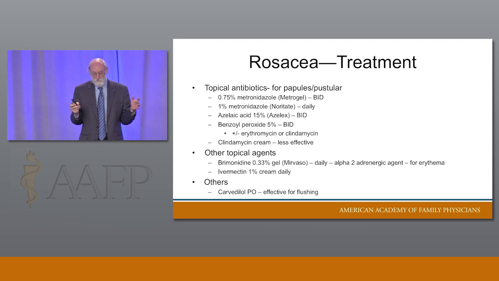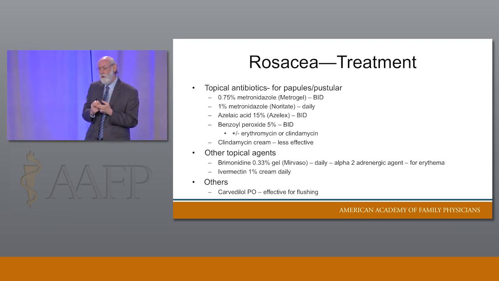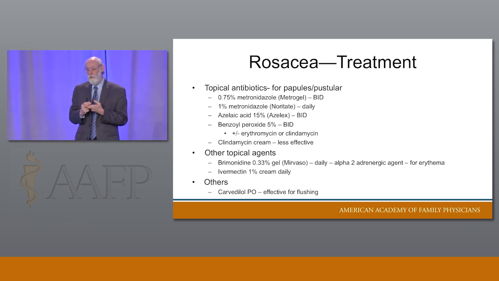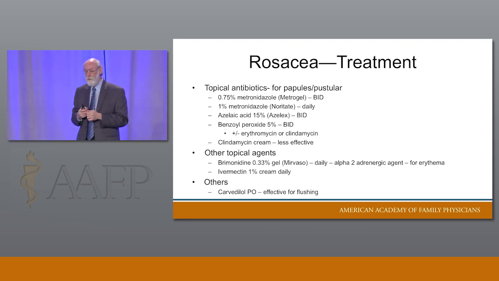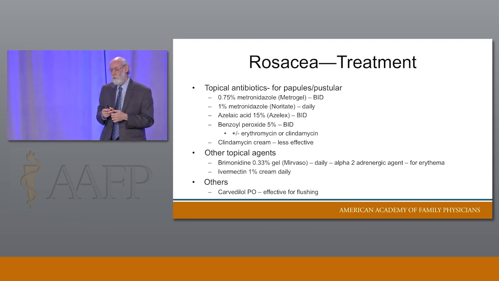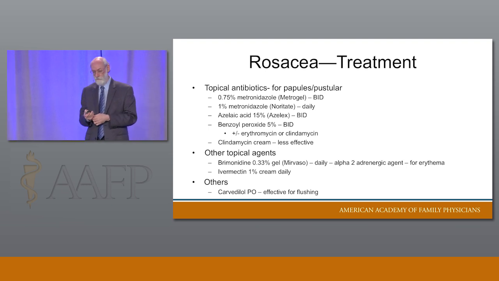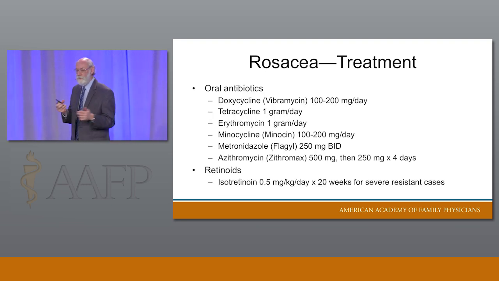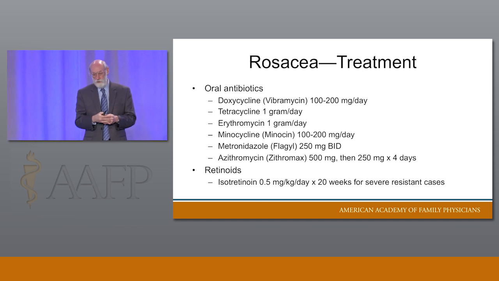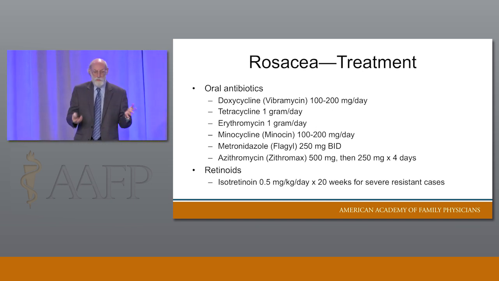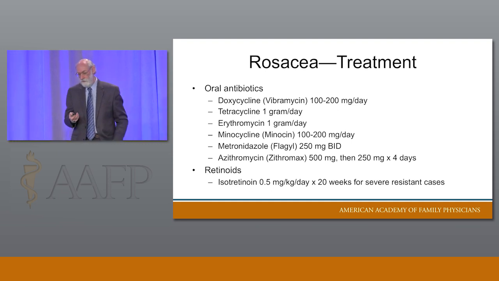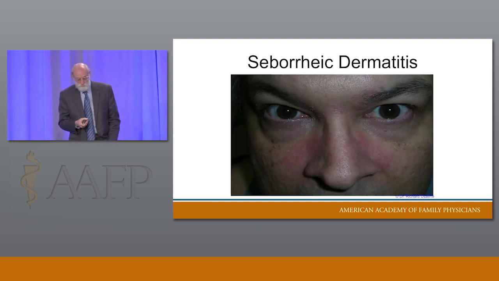How do you treat rosacea? For papular pustular involvement, metronidazole works well, as does benzoyl peroxide and azelaic acid. For the erythema, brimonidine is available, but it's pretty expensive. Carvedilol can be effective in reducing flushing. Oral antibiotics, the same group we use for acne vulgaris, can work for papular pustular lesions. Retinoids may be curative here as well, but again, it's a difficult treatment course.